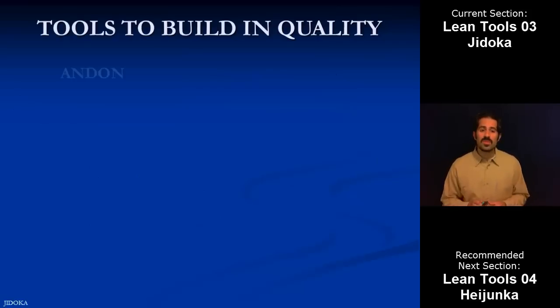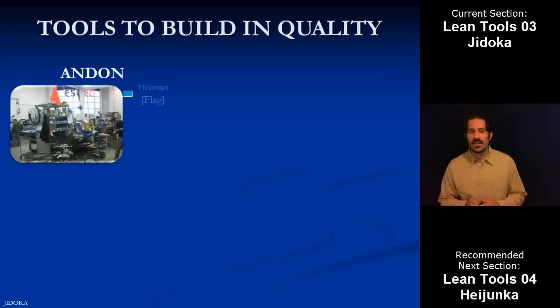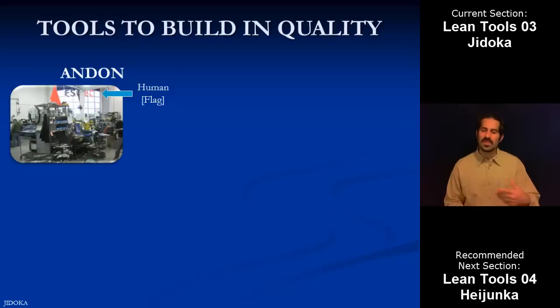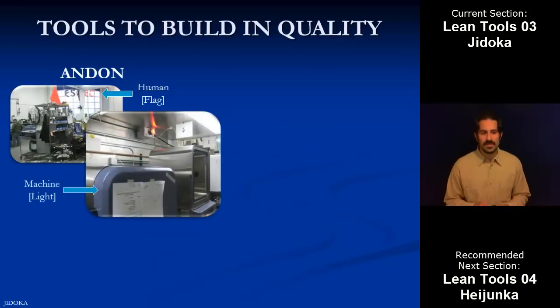And so there's a couple tools that we can use to help build in quality. One of them is an andon, which really all an andon is kind of like a warning signal. Like we said before, we need some mechanism to stop and call for help. That's what an andon is. And there's two main kinds. There's a human andon, which can be a flag or a light or a pull chain or a siren, a whistle, whatever. And then we have machine andons.